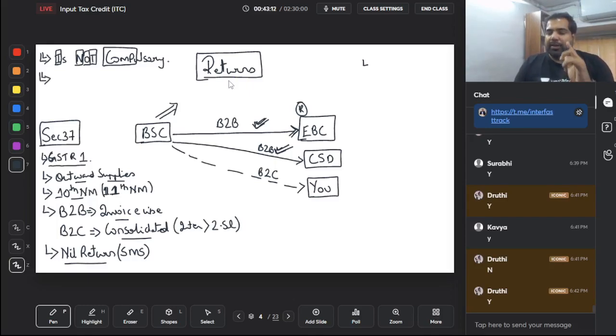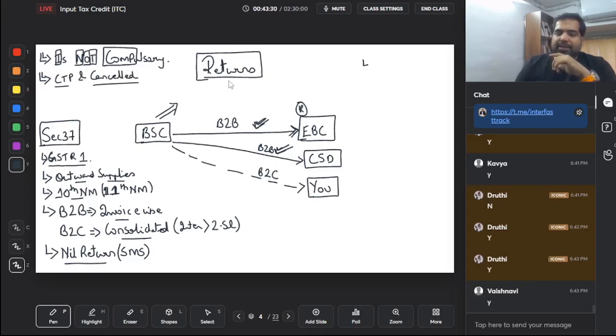Guys, GSTR 1, is it supposed to be filed the next month? Yes, obviously, because it's monthly supplies. But there are two people who can file it in the same month. One is casual taxable person. He can file it in the same month. And anyone whose registration is getting cancelled, that person can file it in the same month. So these are two exceptions which can file it in the same month.